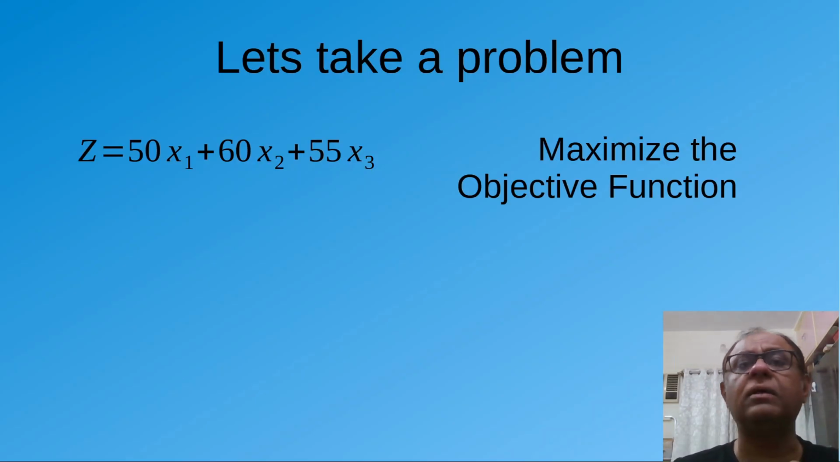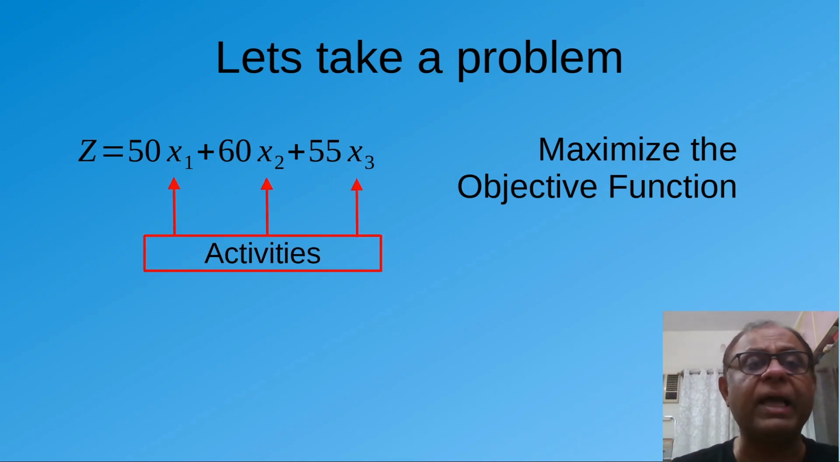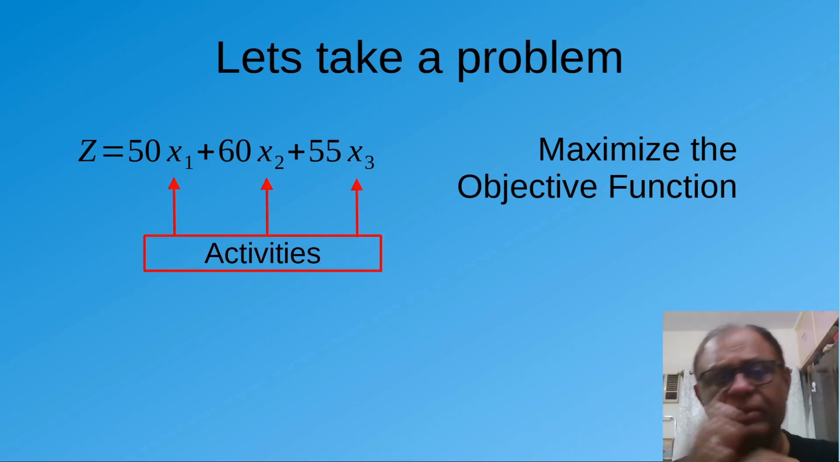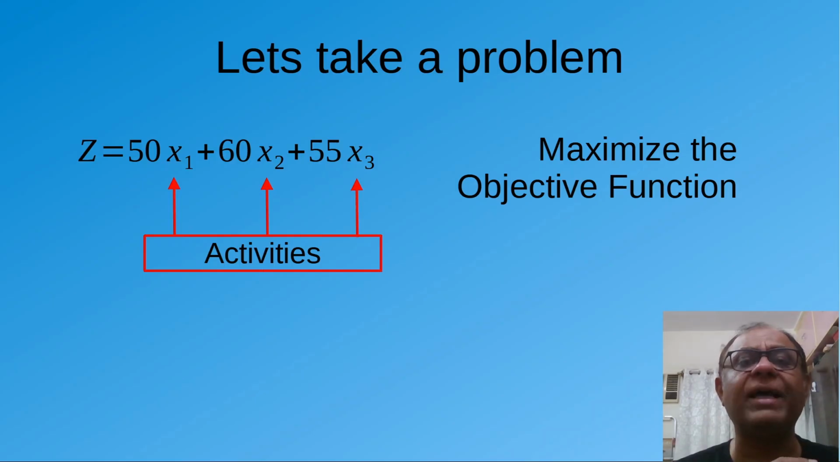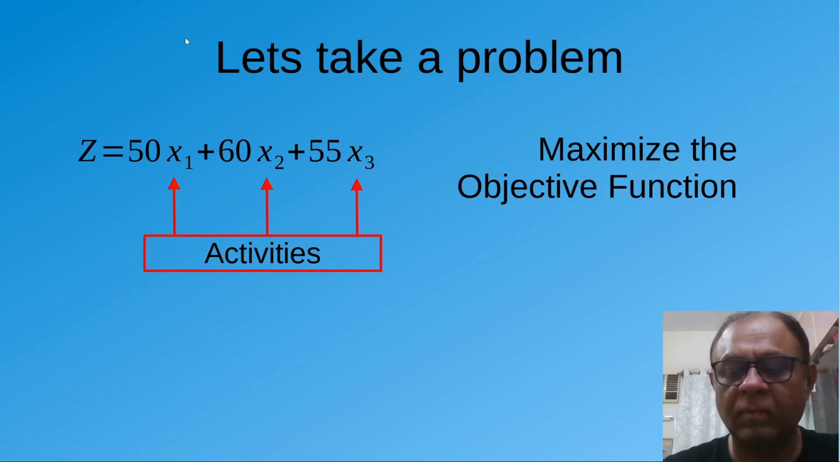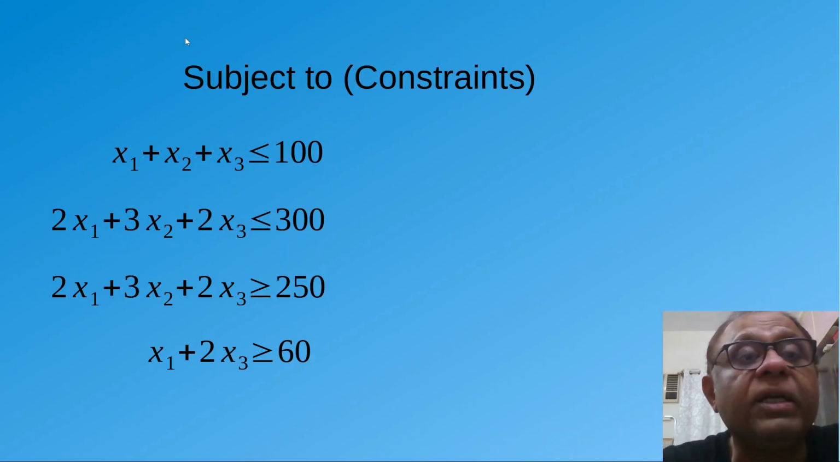You have an objective function. The idea is to maximize this objective function. The objective function is on your screen. It's 50x1 plus 60x2 plus 55x3. Now remember, x1, x2, x3 are variables, yes, but they can also be termed as activities. Subject to the constraints that are on your screen.